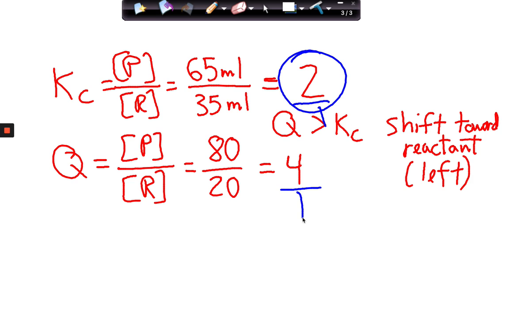And guys, be careful about the way we talk about this. We don't say the reaction favors products. We say the reaction is moving towards products. Do you see the difference? We already know the reaction favors products because Kc is greater than 1. Q being less than Kc tells us that it will move towards products, getting back to equilibrium. Go ahead.